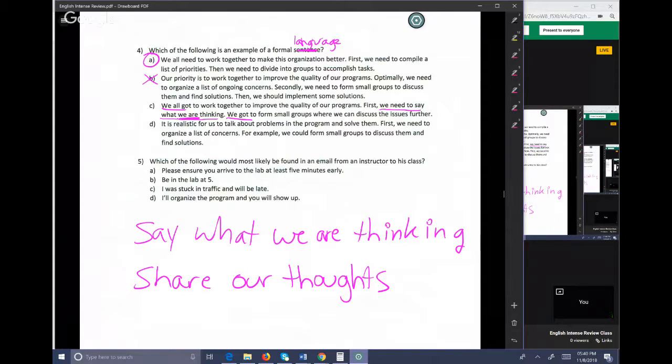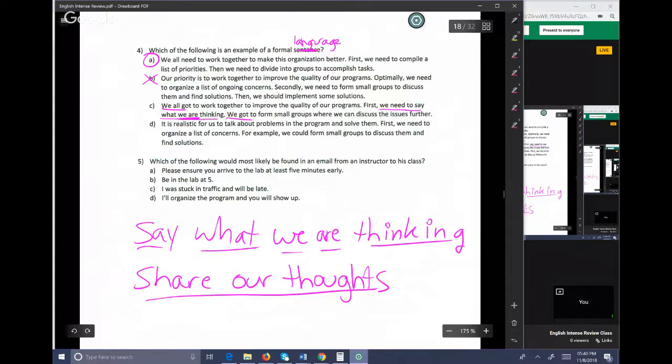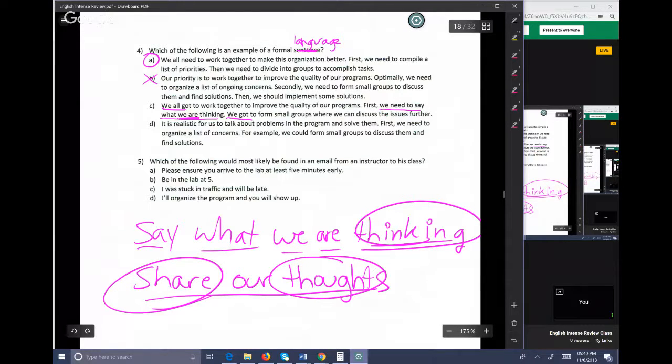So say what we are thinking, say what we are thinking. Everything about that has an informal tone to it. Share our thoughts, discuss our thoughts, collaborate over our thoughts, something more like that, using thoughts instead of thinking, using share or discuss instead of using say what, would come across more formal.